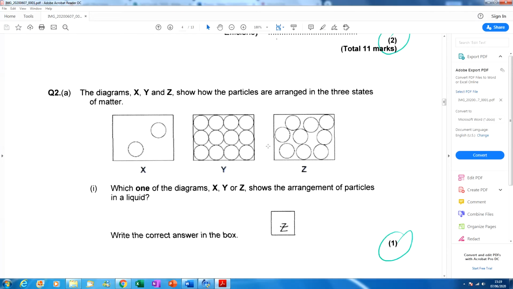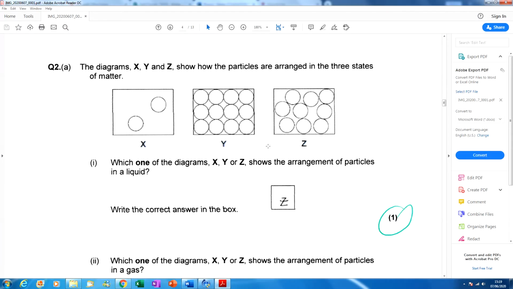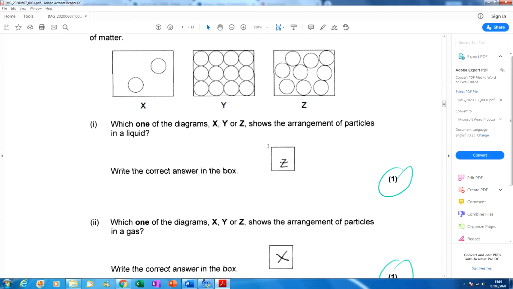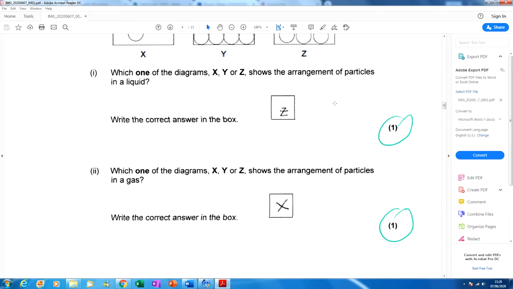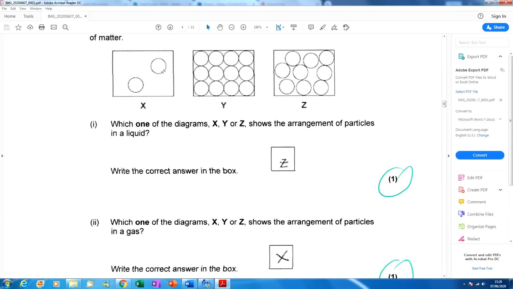Diagrams X, Y, and Z show how the particles are arranged in 3 states of matter. Which one of the diagrams X, Y, or Z shows the arrangement of particles in a liquid? You should have said Z. They should be touching. You can see there's a bit of an error in the picture there when they're not quite, but they should all be touching, and they should all be in a regular way. Which one of the diagrams X, Y, and Z shows the arrangement of particles in a gas? It's X, because the particles have a large separation between them. The other two should show touching.